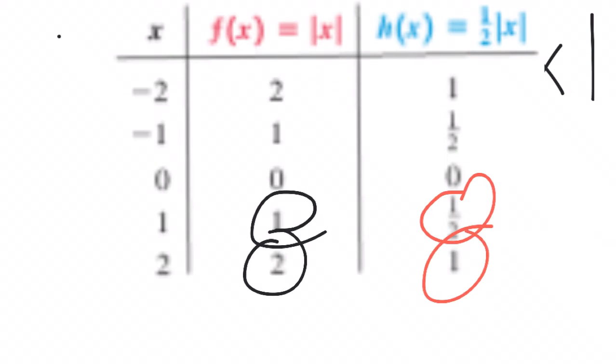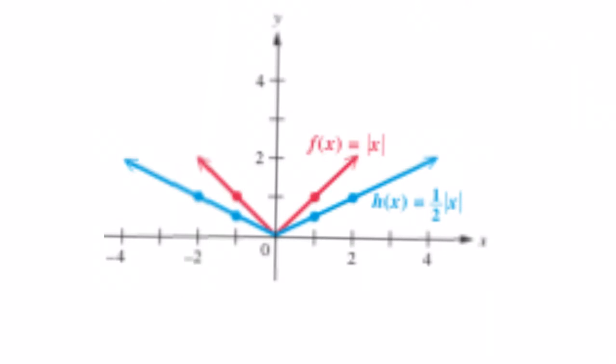If you notice, it follows the same method. Whatever you get in the parent function, it's always half of that. The value for h of x is always half of what you get from the parent function. That's because of the 1/2 in front. So if you plug these points in, negative 2, 2; negative 2, 1; negative 1, 1; negative 1, 1/2; 1, 1; 1, 1/2; 2, 2; and 2, 1, you get the following 2 graphs. And here are the graphs for part B.